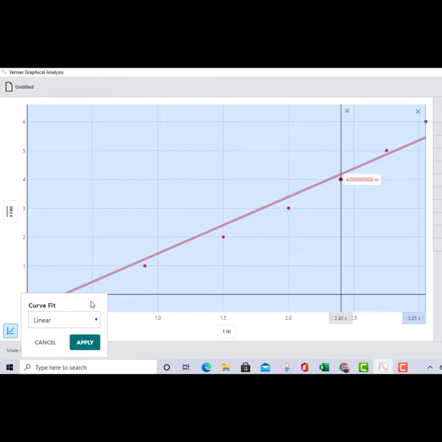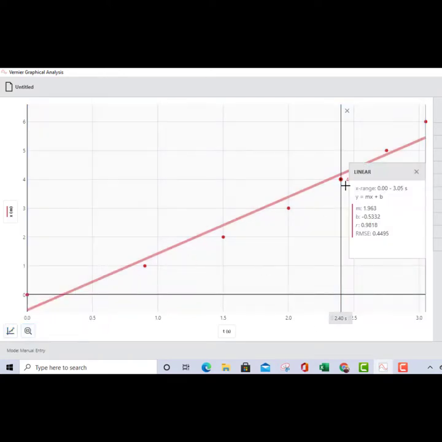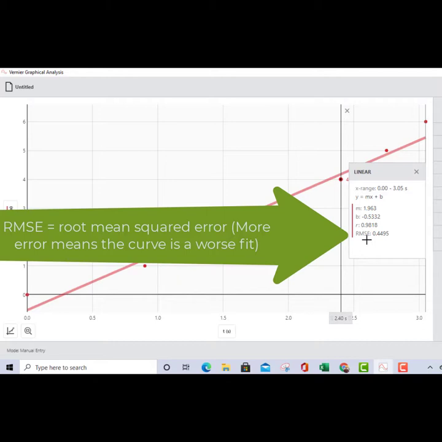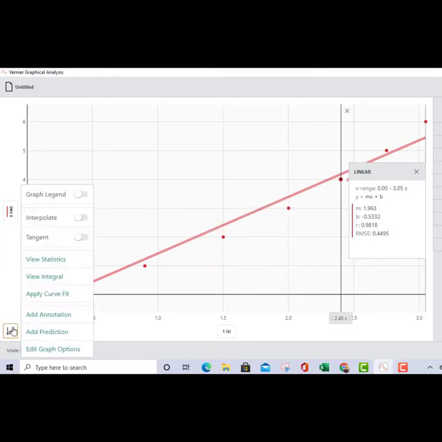So first thing I'm going to do is look at this, okay? So, okay, I can see how it's aligned, but I don't know that it's exactly aligned. This RMSE means root mean squared error. So the big thing that you should take away from this is that there's quite a bit of error here. It's 0.4495. So maybe I'll try a different curve.